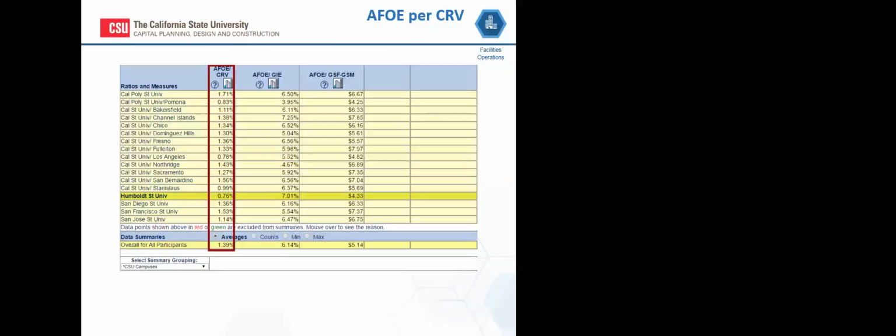And we will resume with our next chart being AFOE per CRV. So annual facilities operating expenditures per current replacement value. So this is doing a comparative analysis between the overall replacement value for your facilities with the annual facilities operating expenditure being a percentage of that. So what your facilities operating expenditure is in comparison to the value of your overall campus. Let you take it from there, Joe.